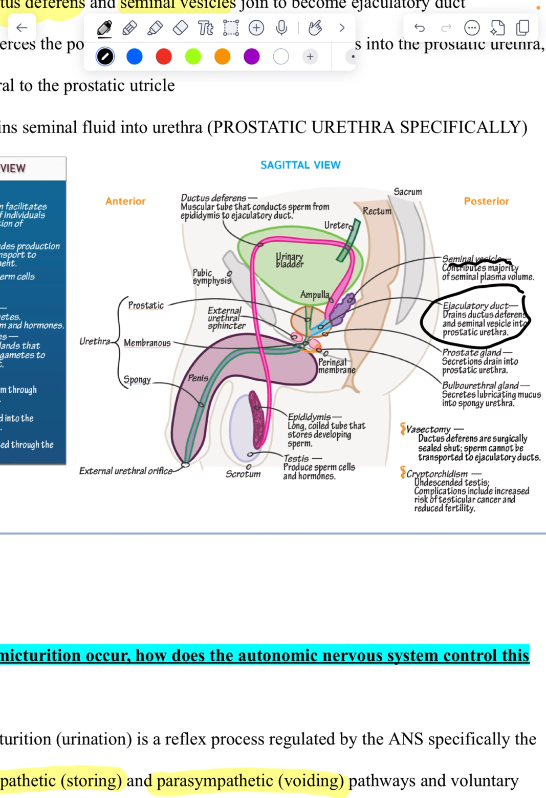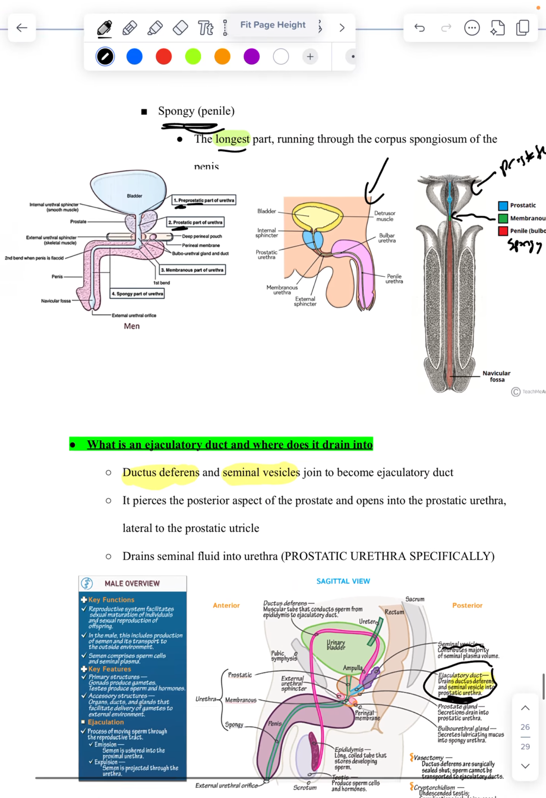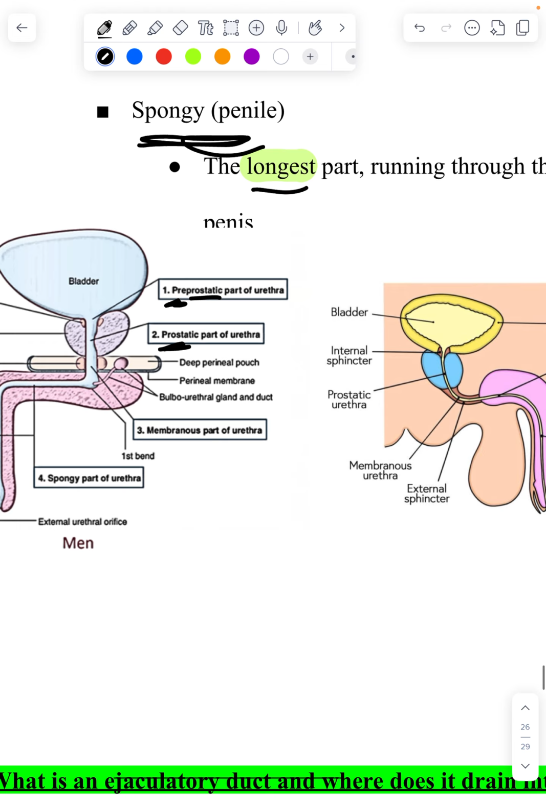So it drains the ductus deferens and the seminal vesicles. The key thing here is into the prostatic urethra. So that's the specific part of the urethra it goes into. So when we were looking at the parts over here, this is where the ductus deferens and seminal vesicles will join together to give you your ejaculatory duct.